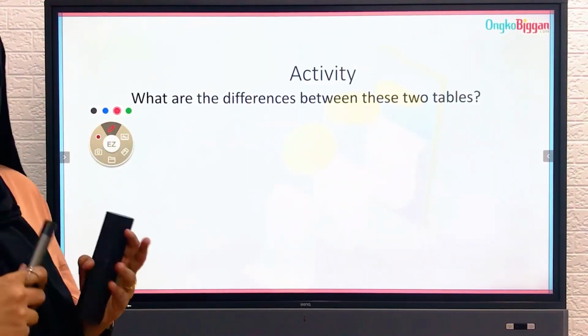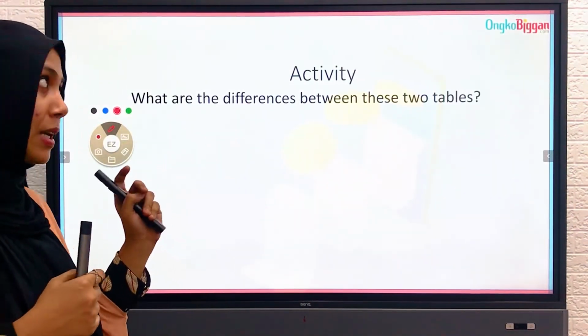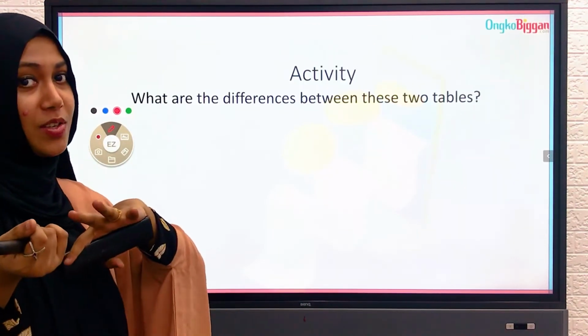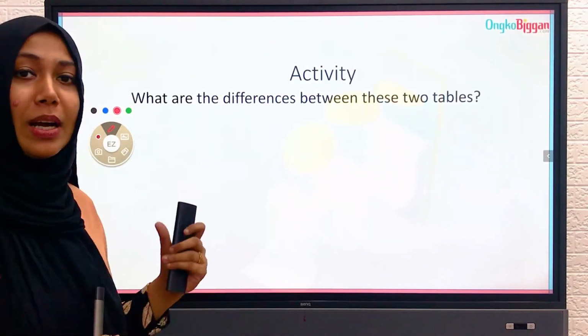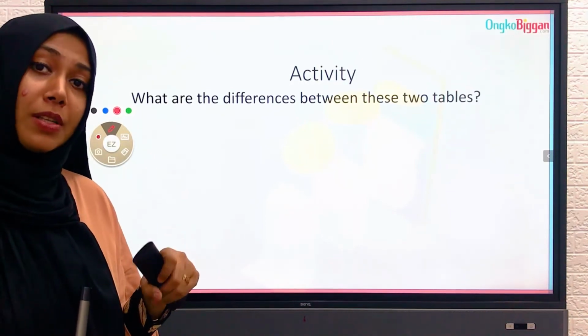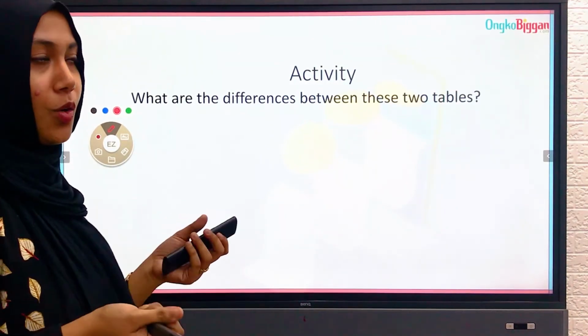So now, as I told you the features of both tables, I have an activity for you, a question for you. What are the differences between the two tables? Find out the differences and then write them down in your copy. Okay?